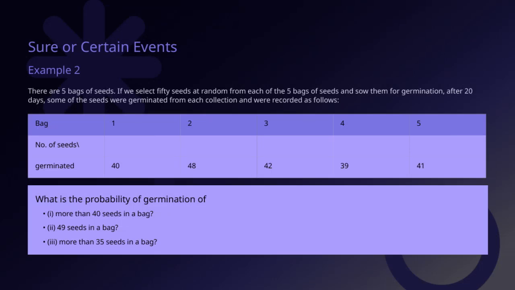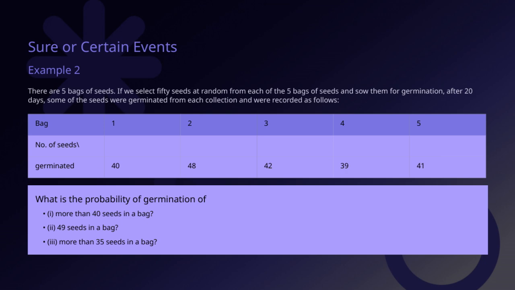All right, let's take a look at this slide. We're focusing on the probability of seed germination, and specifically on the different scenarios based on the number of seeds in each bag. First, we have a question about bags that contain more than 35 seeds. Then, there's the case of a bag with exactly 49 seeds. And finally, we're looking at bags with more than 40 seeds. The main idea here is to understand how the number of seeds in a bag influences the likelihood of germination, especially when we select seeds at random.